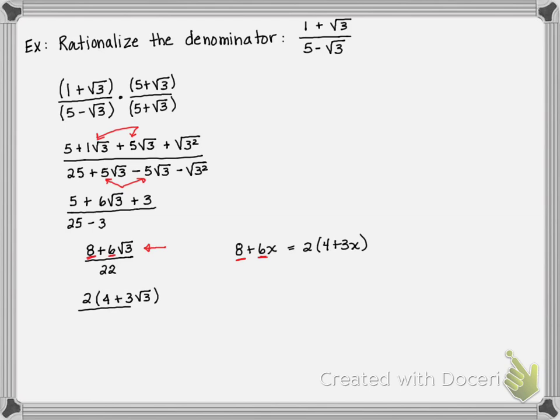And then in the denominator, that is a monomial, so there's no addition or subtraction, so I can just do prime factorization. That's 2 times 11. And so we've got a common factor of 2 that'll cancel. Which gives us our final answer, which is 4 plus 3 root 3 over 11.